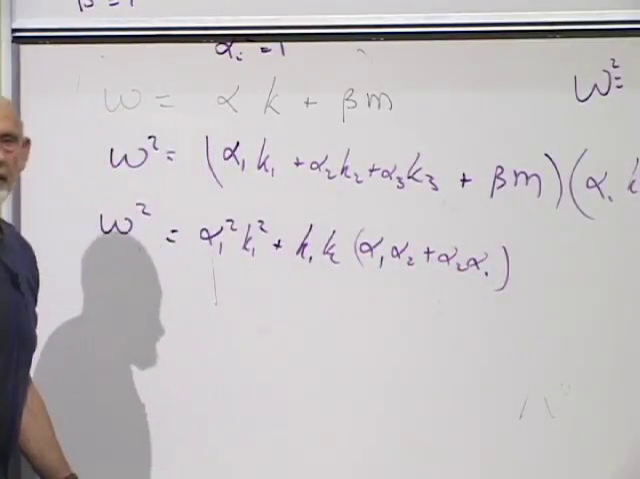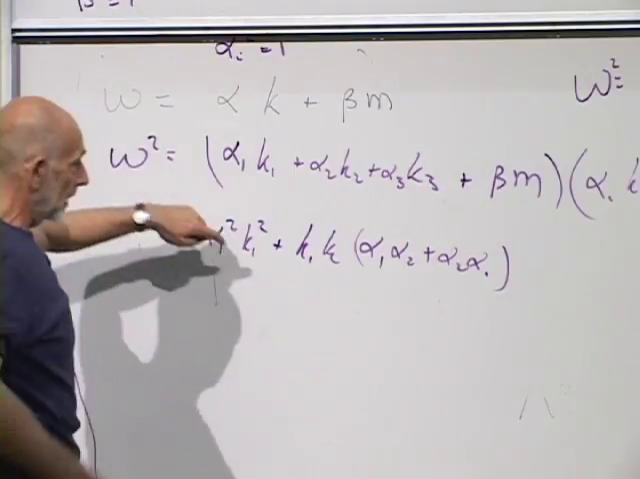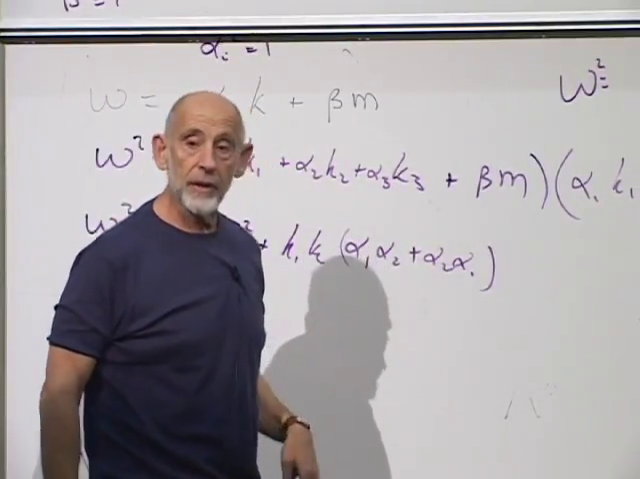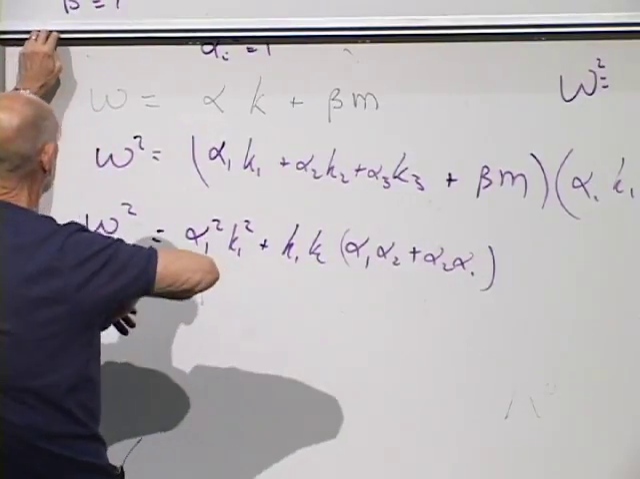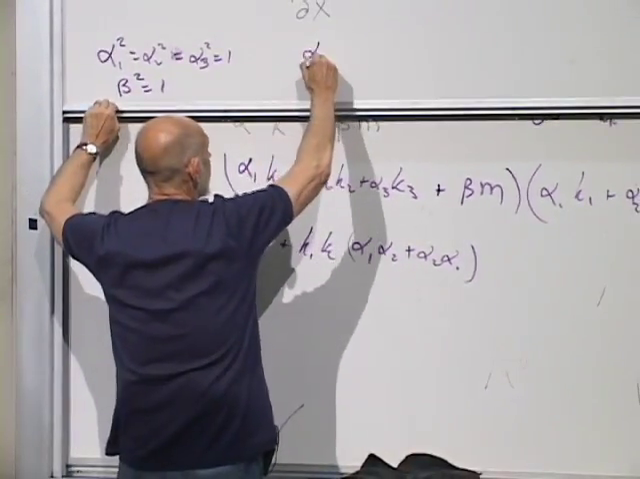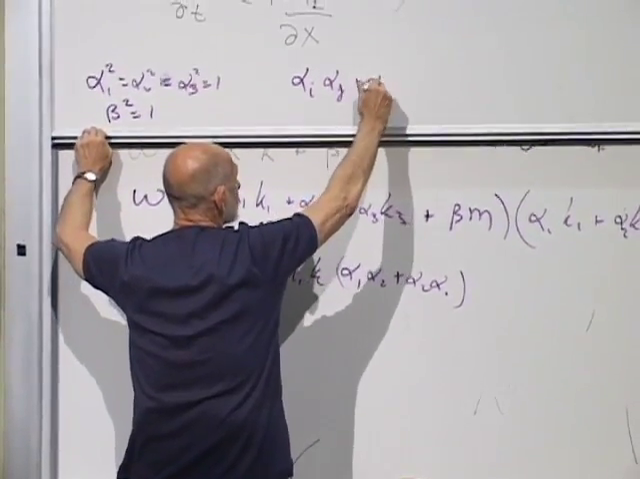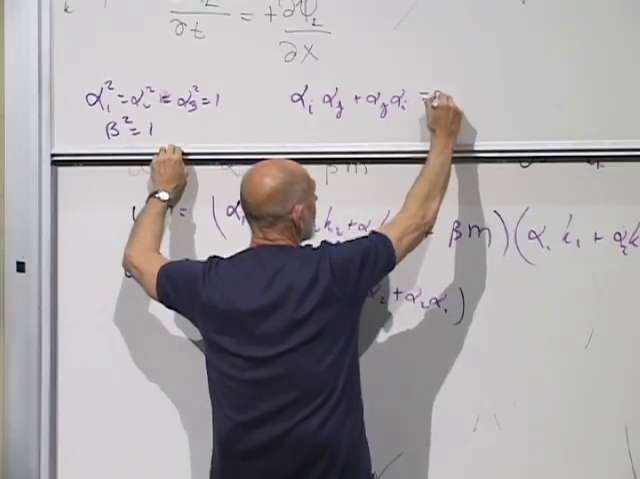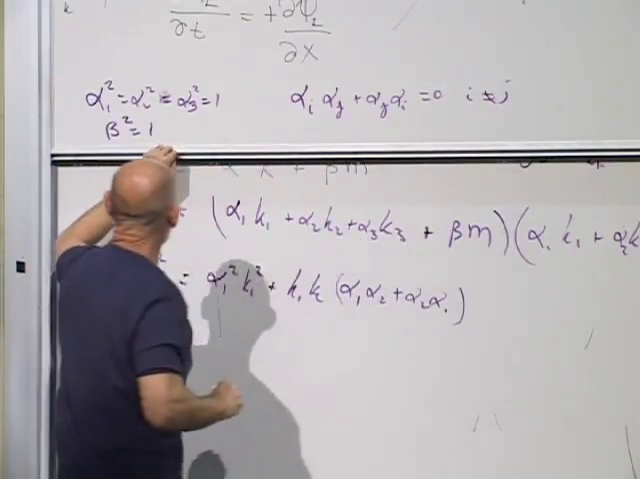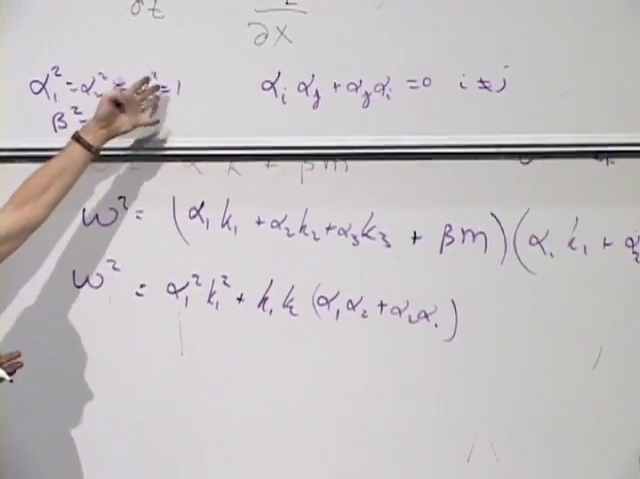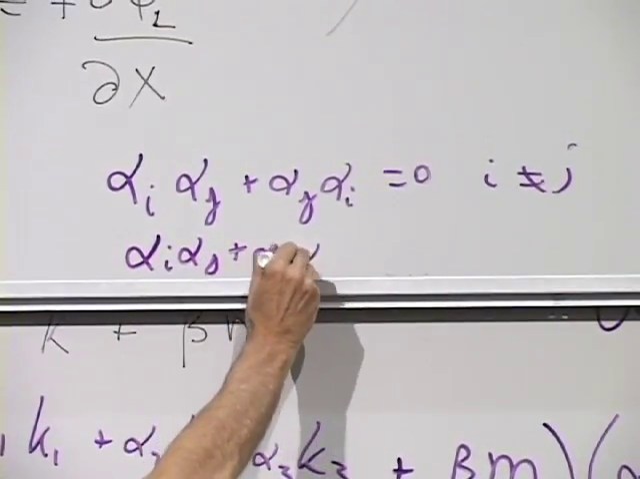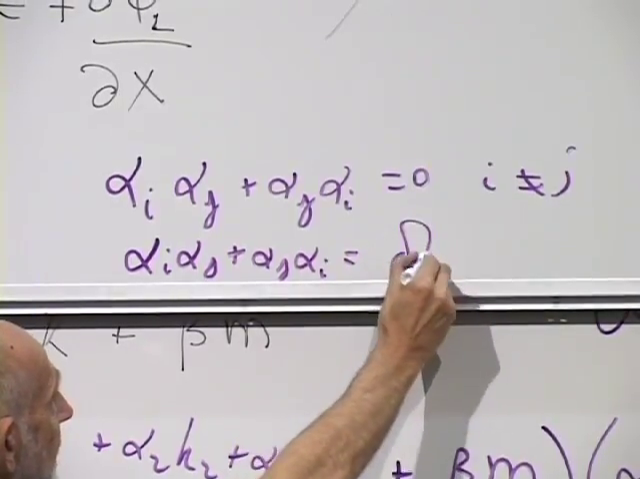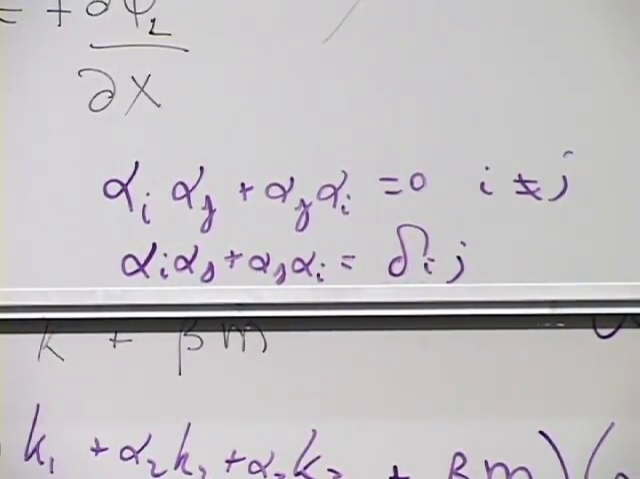What do we want to do with that? Zero. Got to be zero. And more generally, the anti-commutator of two alphas had better be zero if they don't have the same index. So we have alpha i, alpha j, plus alpha j, alpha i equals zero, i not equal to j. For i equal to j, it has to be one. So you could write this in the form alpha i, alpha j, plus alpha j, alpha i, equals delta ij. Another way of saying 0 when i is not equal to j, 1 when i equals j.